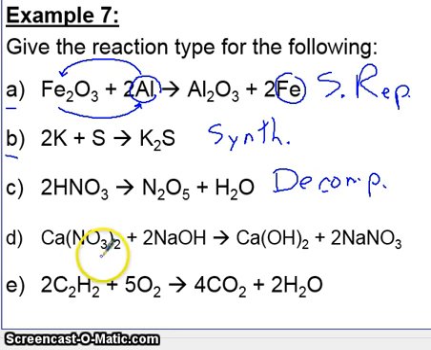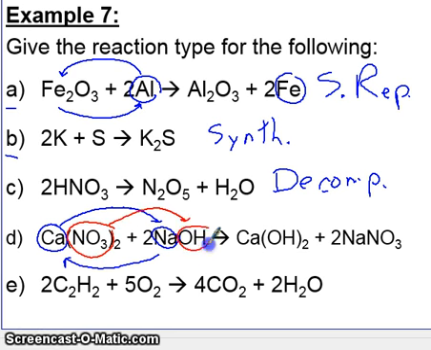Part D, we have a compound on the left, a compound on the right. After the arrow, the product's also two compounds. So anytime you have two compounds, this is a good candidate for double replacement. And in fact, that's exactly what happens. Calcium will come in and replace sodium. And you'll notice on the right side, now sodium has nitrate with it, and calcium has hydroxide with it. The two swapped places, essentially. You can also think of it as the nitrate swapping places with the hydroxide. Either way you think about it, it works. So this one should be double replacement.